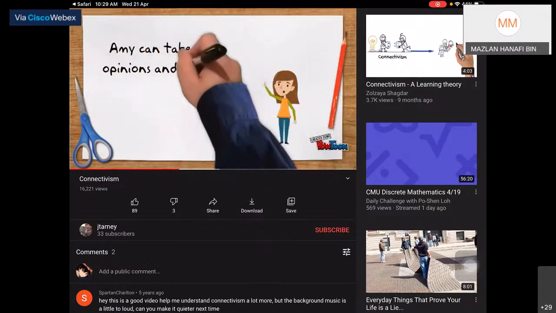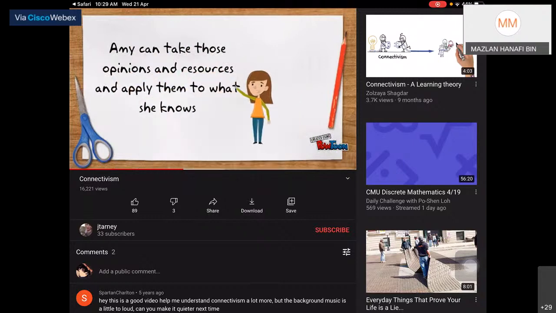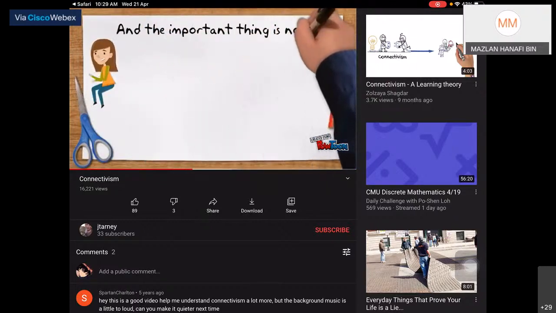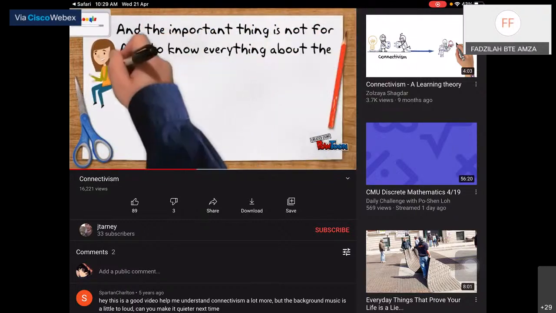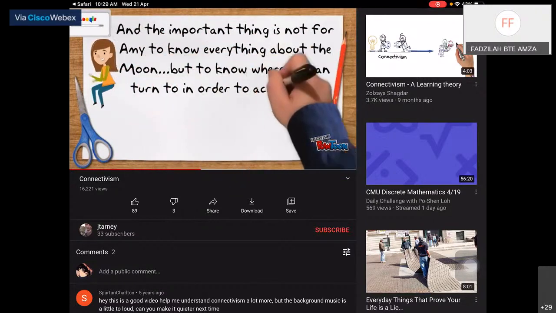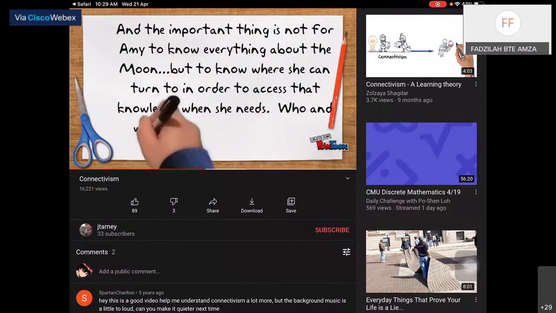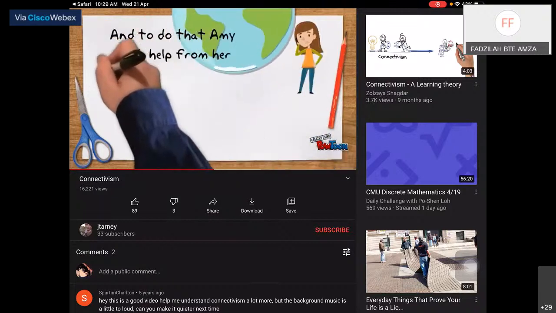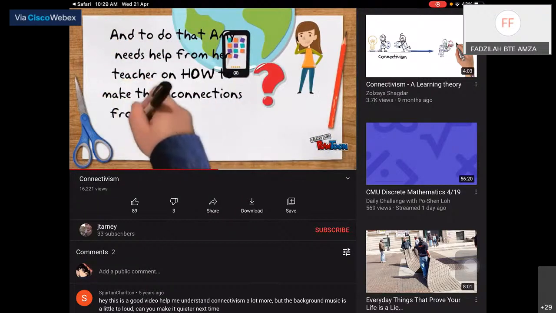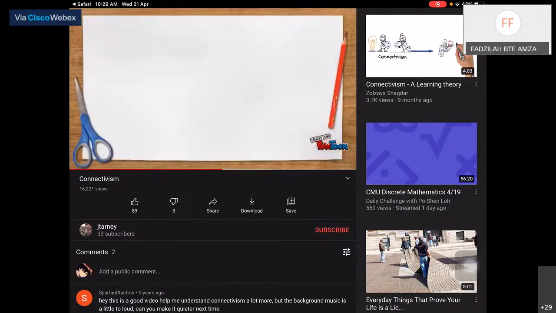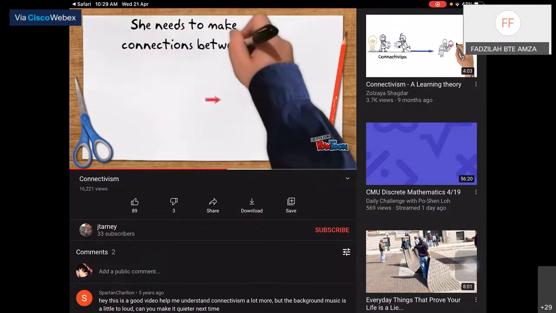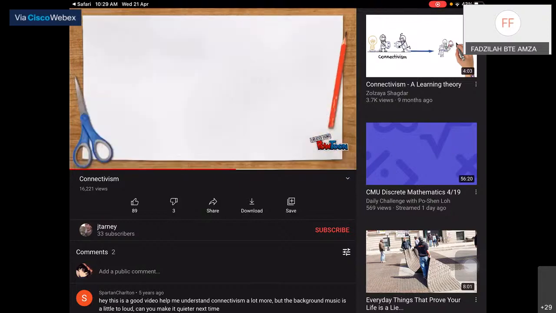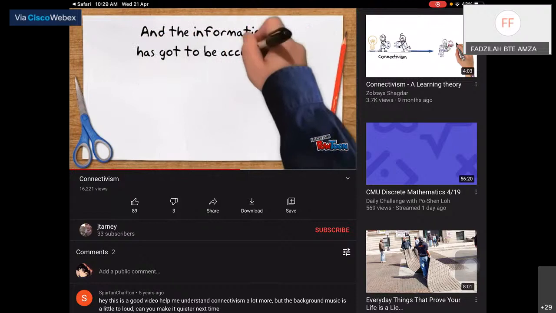Amy can take those opinions and resources and apply them to what she knows. And the important thing is not for Amy to know everything about the moon, but to know where she can turn to in order to access that information and knowledge when she needs it. Who and what communities are there to support her? And to do that, Amy needs help from her teacher on how to make those connections to people from her life, and to new nodes of information. She needs to make connections between concepts. And the information has got to be accurate and current.